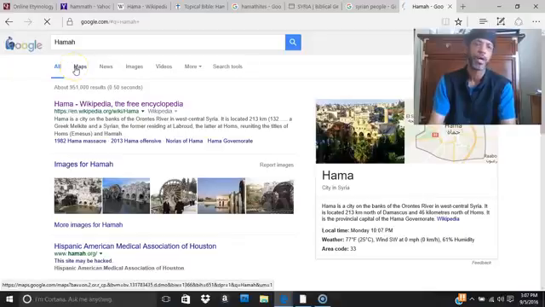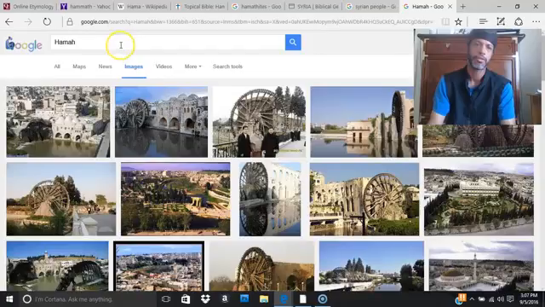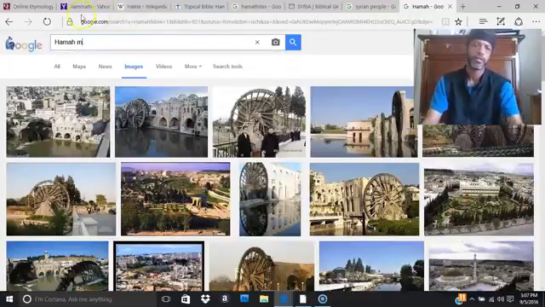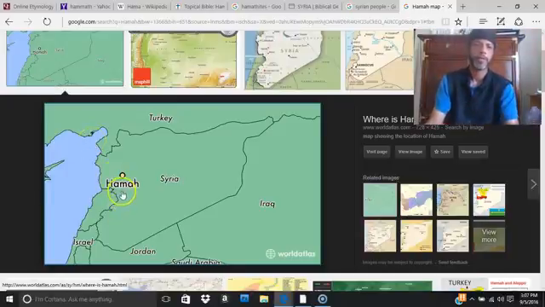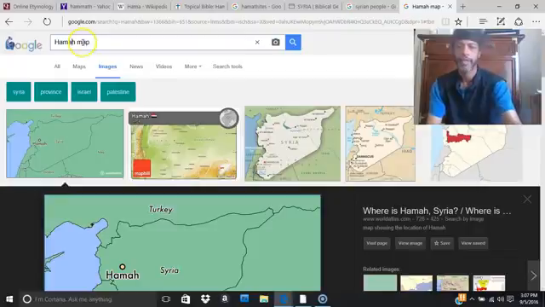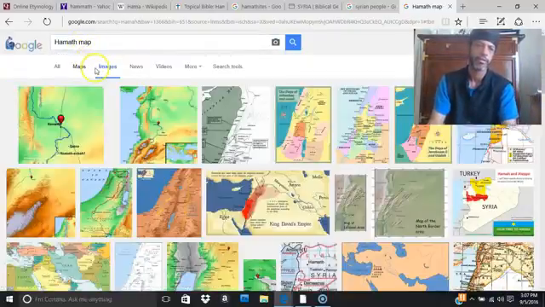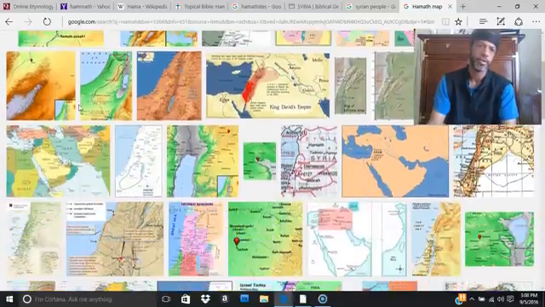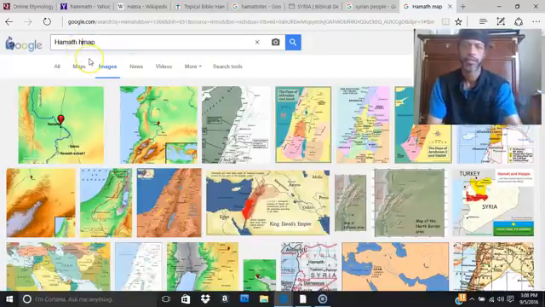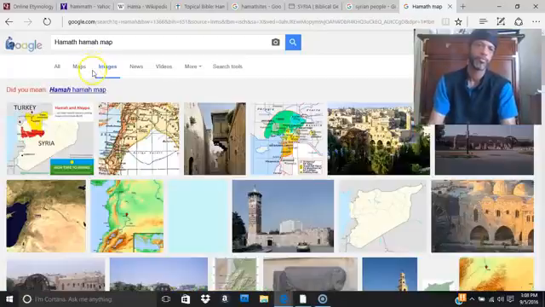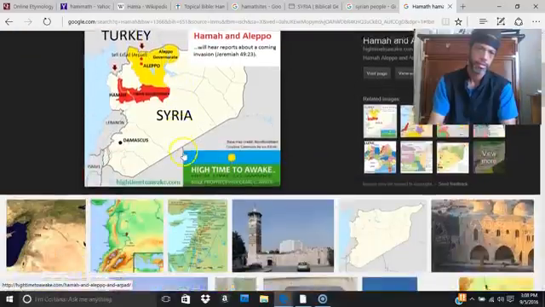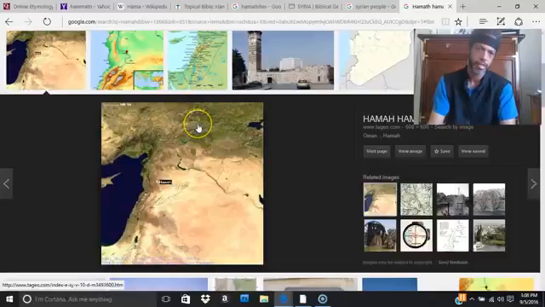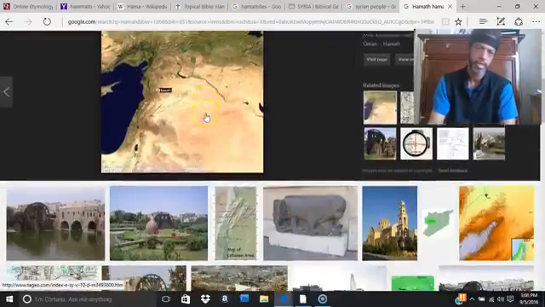Now if we look at a map, images, and then we click on map. There's Hama. Now when we go Hamath, add one T. Now where's Hamath? Now I have no idea where the difference is. Let's see if we can get picture points on both. There's Hama Governorate and there's Hama. So I can't really quite understand that. So they're kind of the same place.